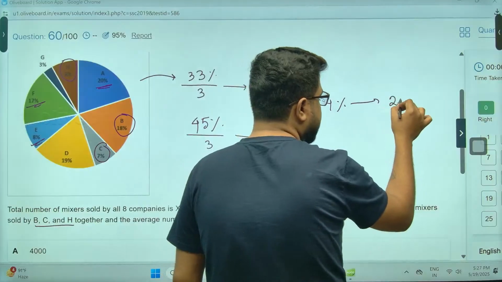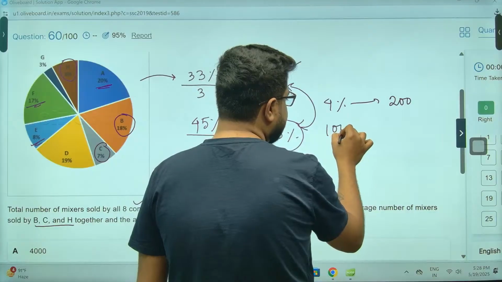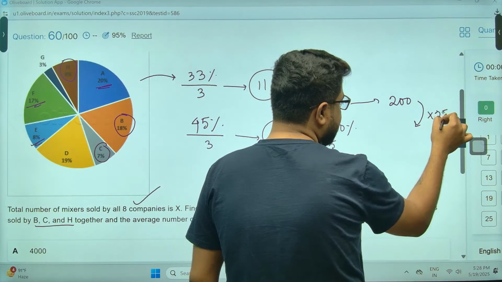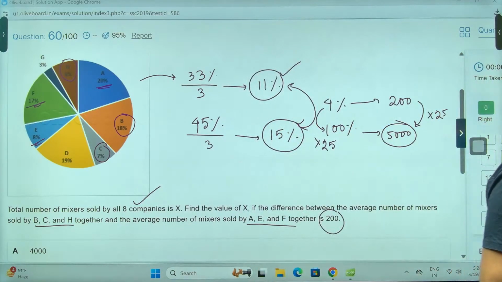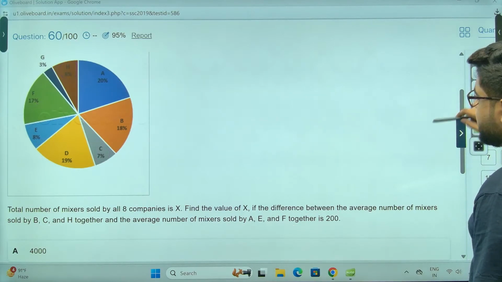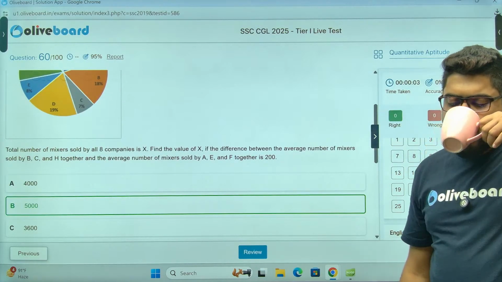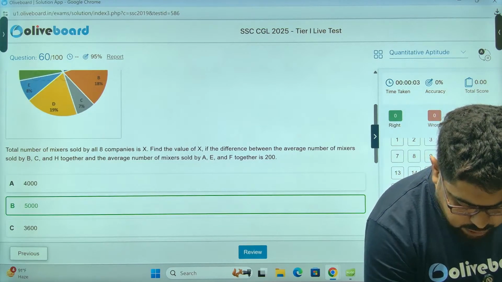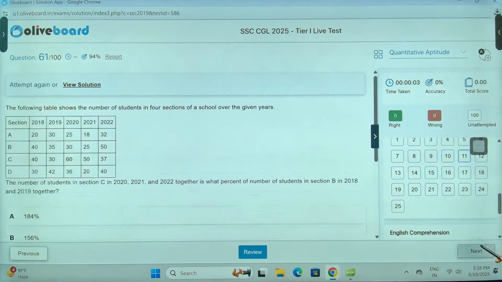Badhiya. So they are asking the total. Total means 100%. Sir, 100% will be, if this is multiplied by 25, this side also you multiply by 25. So the answer is 5,000. The answer will be 5,000. Done, sir. Look, it is sitting in option B. Option B is done, sir. Option B is this. Correct, sir. Moving on.